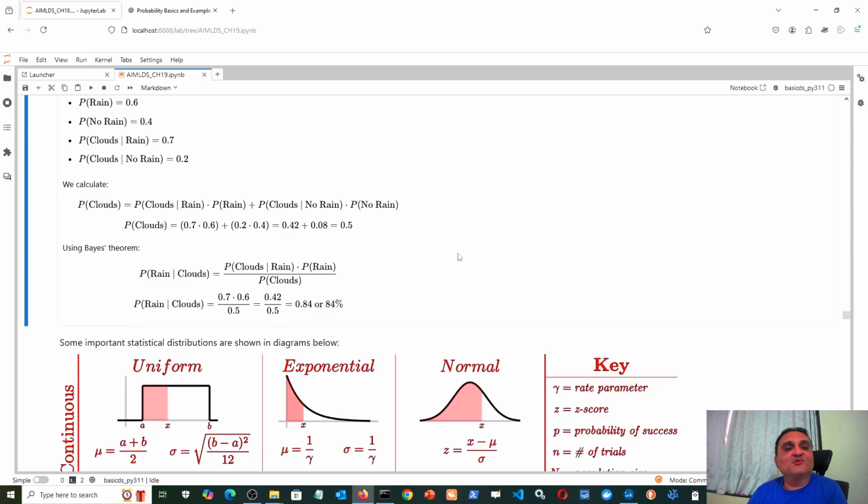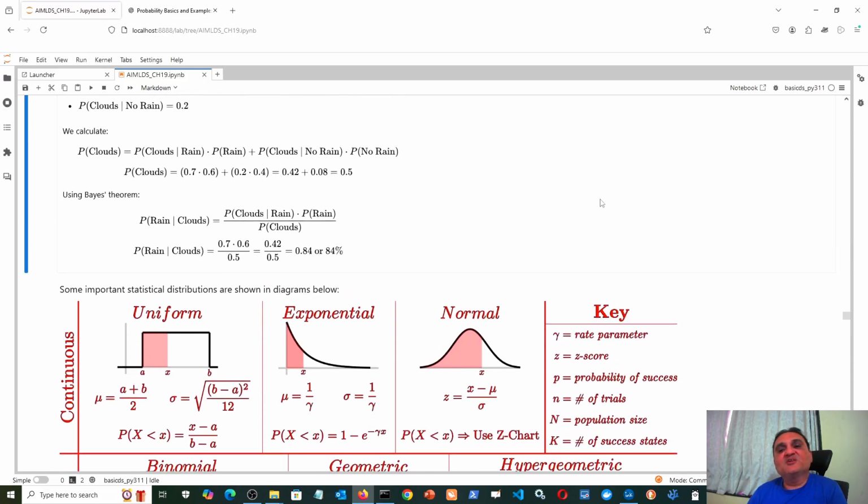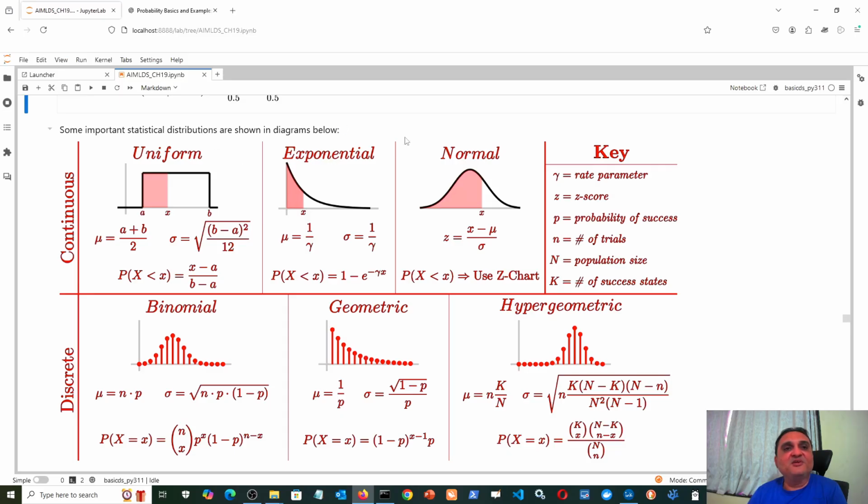So try to do the other questions, four and five. Solutions are already there, but try without looking at the solutions. And next time, we will do the various probability distributions.